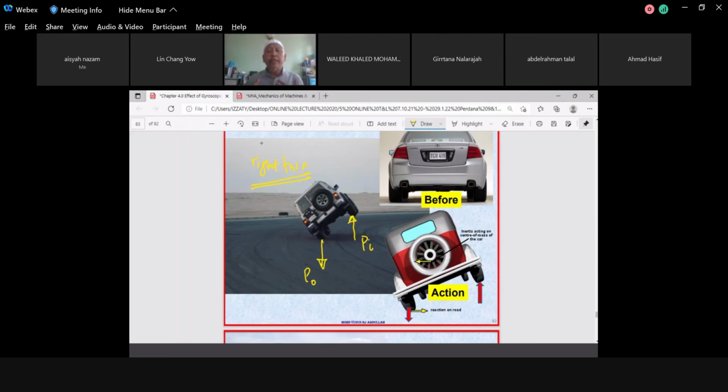So if the question keeps asking you about what happened to the body, otherwise you just leave it like that. Typically they ask you two parts. One will be what the maximum speed is, for example, as what we did earlier. The other part is to check and balance where there is the possibility of a wheel leaving the ground while turning left or turning right.